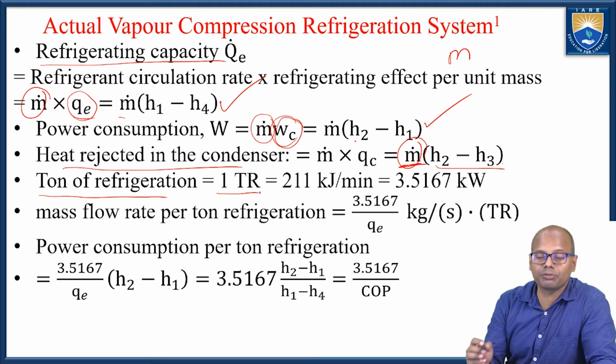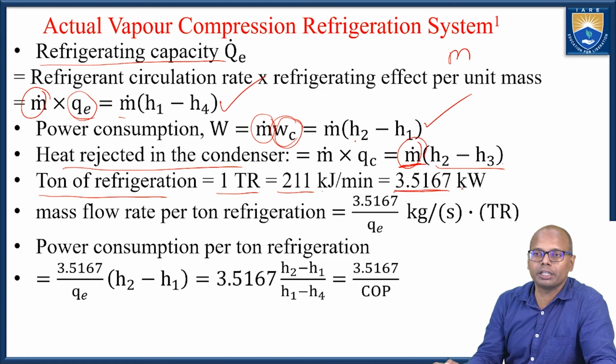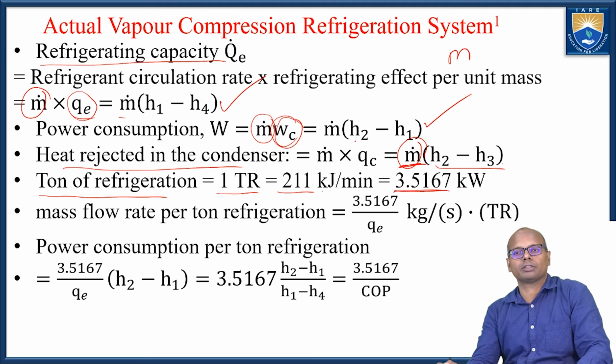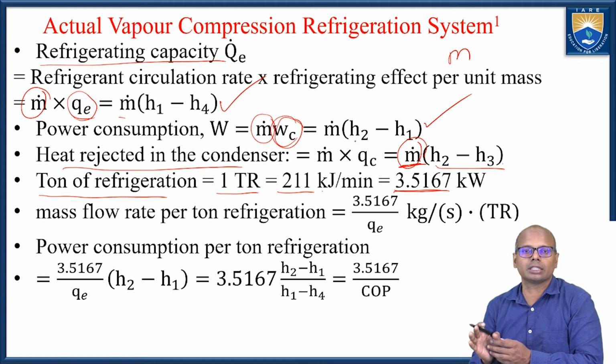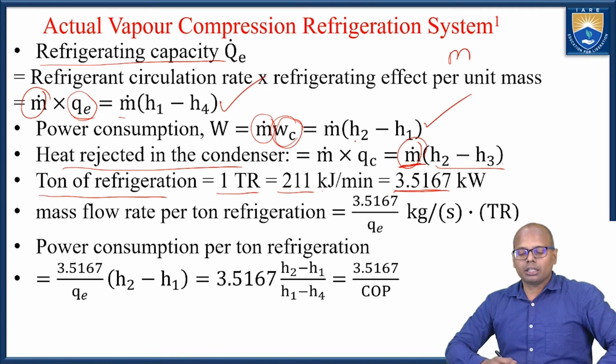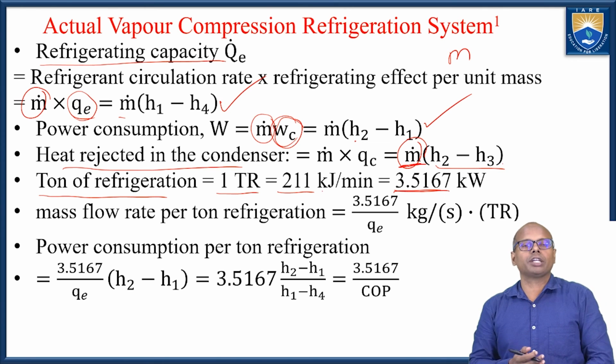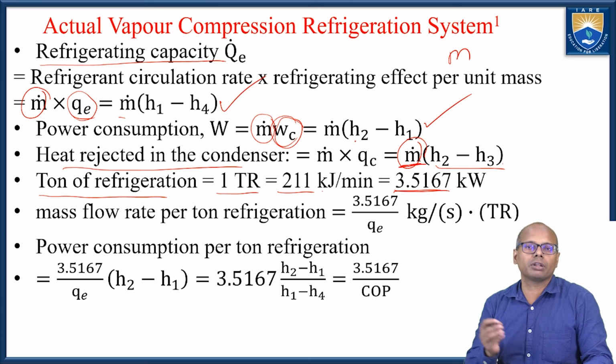So, 1 ton of refrigeration can be expressed as 211 kilojoule per minute, or it is also equal to 3.5167 kilowatt. So, 1 ton of refrigeration is nothing but 3.5167 kilowatt. Now, sometimes they will ask what is the mass flow rate per ton of refrigeration. So, what is the mass flow rate per ton of refrigeration required?